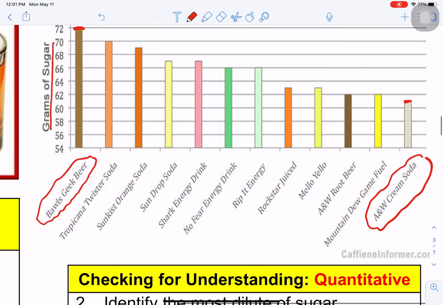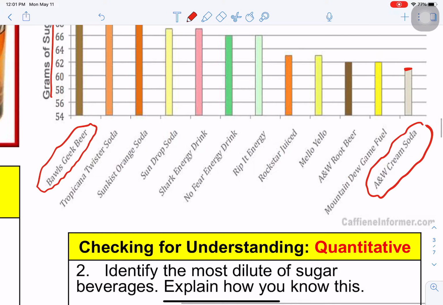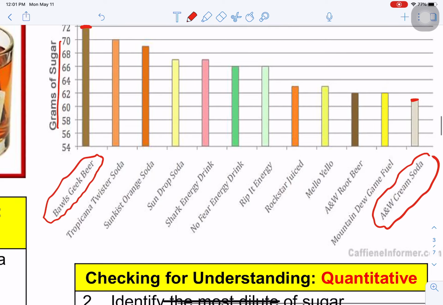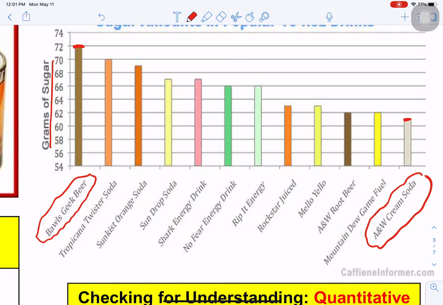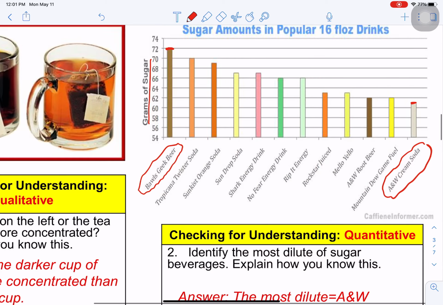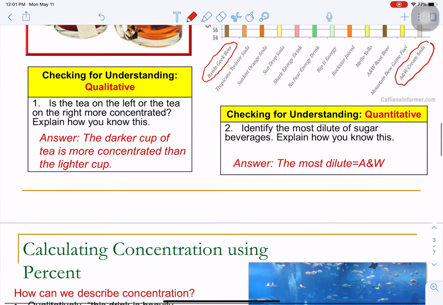Okay. All right, so quantitative is something that's measured. We're taking a look at some data. We're looking at the numbers. The Geek beer is at 72 grams versus the A&W cream soda, which is at around 61ish grams. So there's values, and we're comparing the values. That's quantitative. Anything that can be measured is quantitative. Hopefully that makes sense.